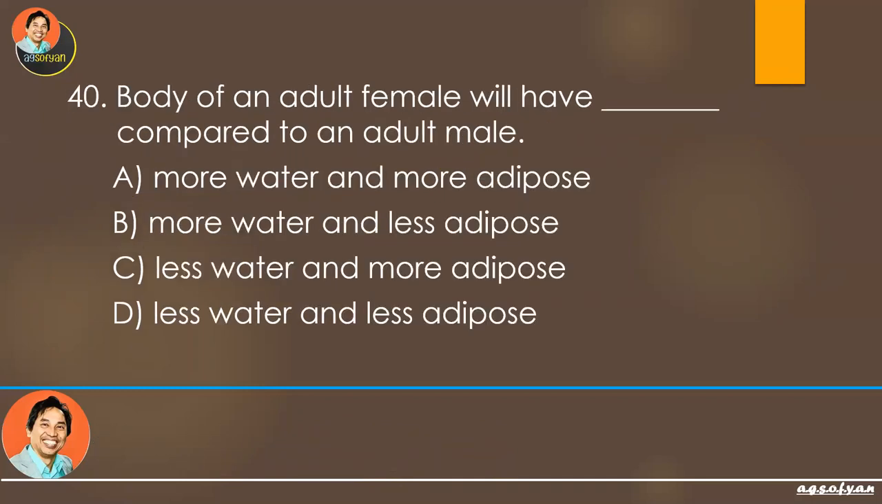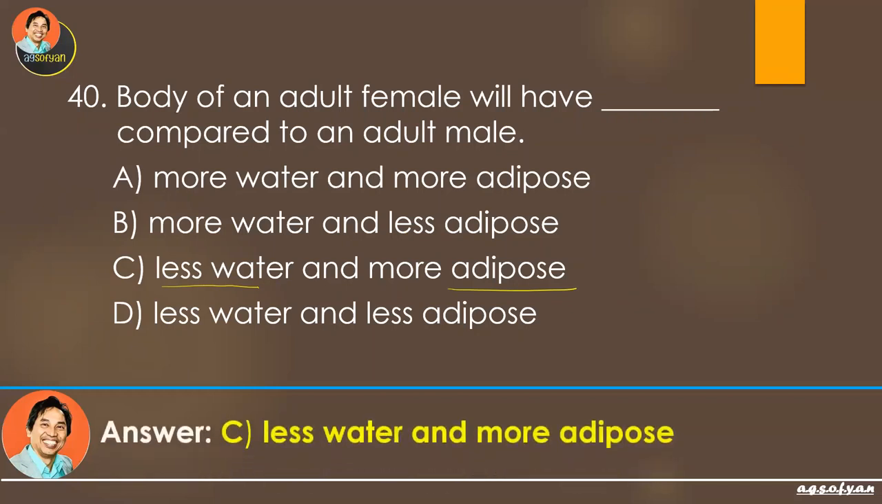The body of an adult female will have blank compared to an adult male. A, B, C, or D. Which one do you think? So females mostly will have less water, but more fat tissue compared to the male. So female has less water, but more fat or adipose tissue compared to the male.